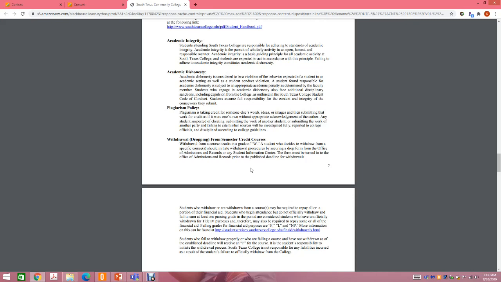If a student does not withdraw from the course, they're going to get the grade that they earned, and that can be an F, that can affect your GPA, that can affect your financial aid. So it's very important that you keep up with your deadlines. If you're not able to keep up with the class, you complete the withdrawal process.